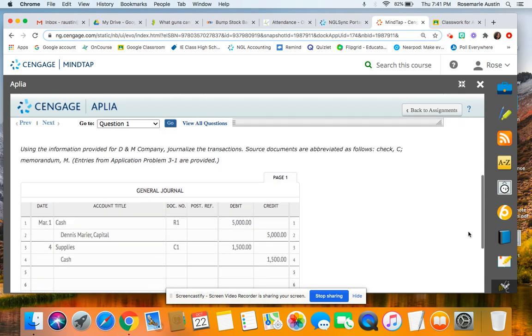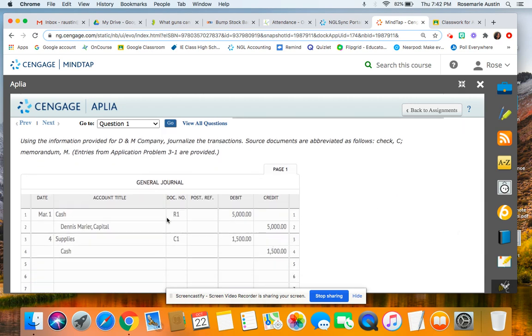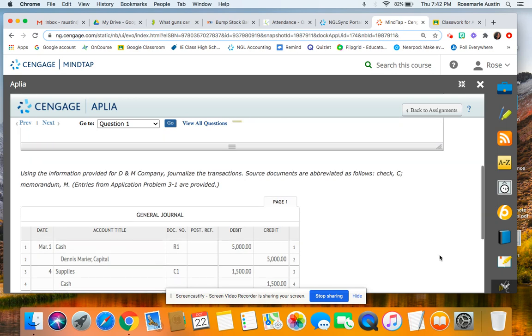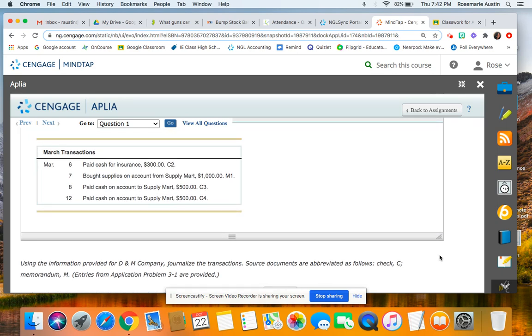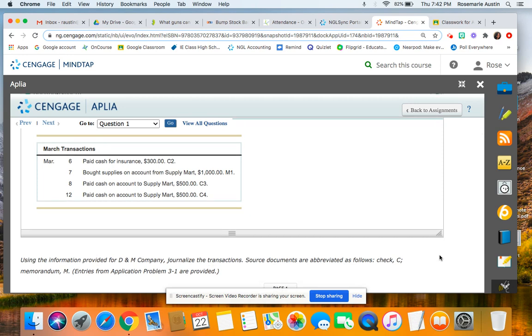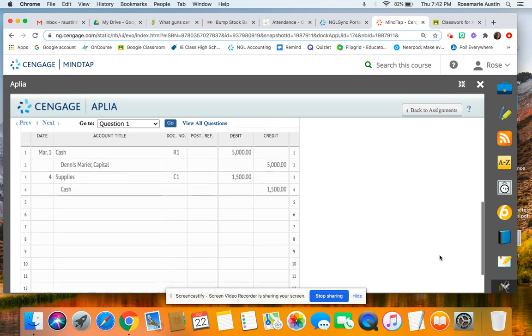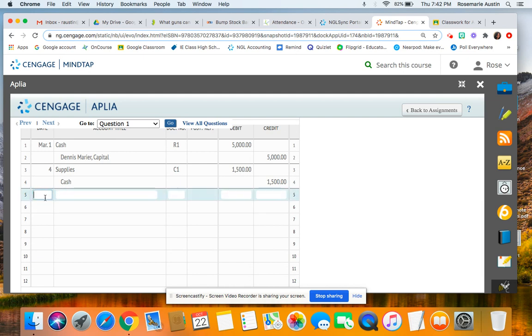Some of it has been completed for us. These are the transactions that were completed in the working papers of 3-2. So this is the application problem now, and we're just going to continue that general journal with March 6th. Paid cash for insurance. So let's go ahead and just put the 6th in here. March is already at the top. And the transaction says paid cash for insurance.